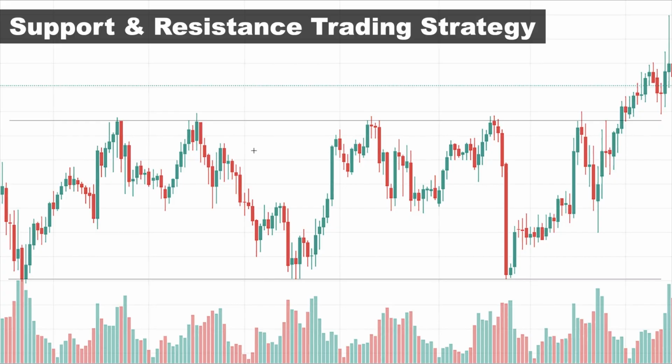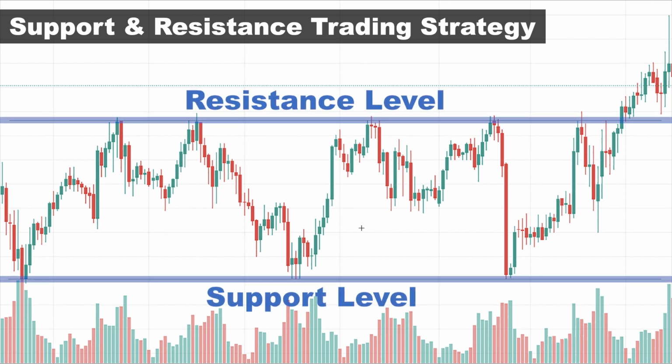Alright, let's begin with the first one, support and resistance trading strategy. Let me explain very shortly about support and resistance, because support and resistance levels are the most important concepts in technical analysis and they are the base for most other concepts like trends, patterns, tools, and many trading strategies. Support and resistance levels are areas where the forces of supply and demand meet.